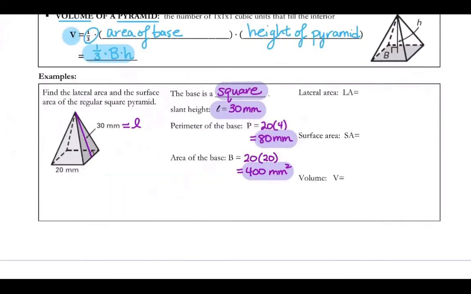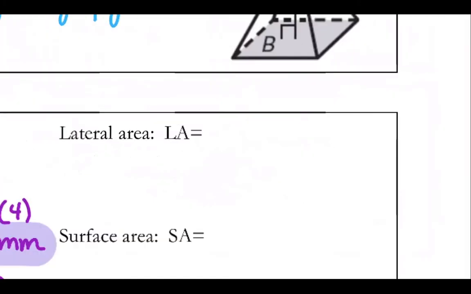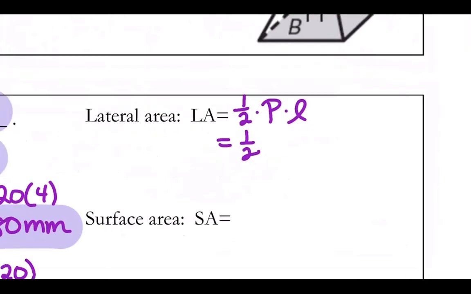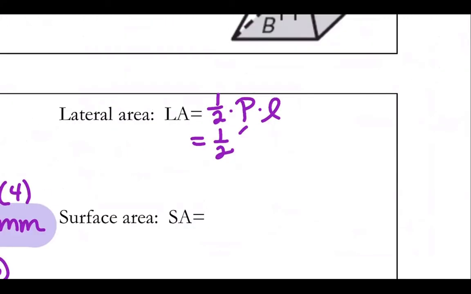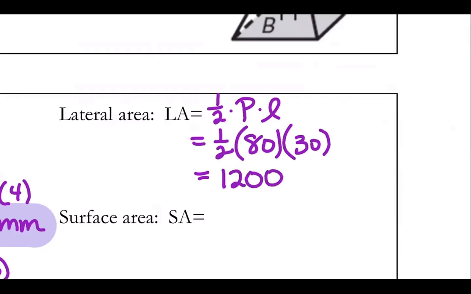Okay, lateral area. Lateral area, LA, is just the sum of the areas of all the triangular faces, and it's 1/2 perimeter of the base times the slant height. So that's 1/2. The perimeter that we found back here was 80. The slant height was given on the picture to be 30. Okay, that's half of 2400. So 1200 millimeters squared.